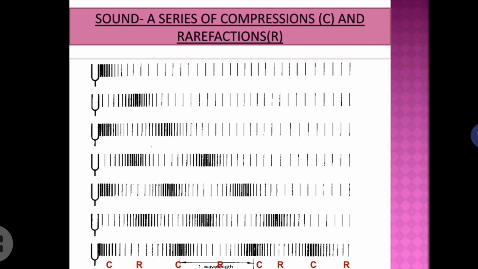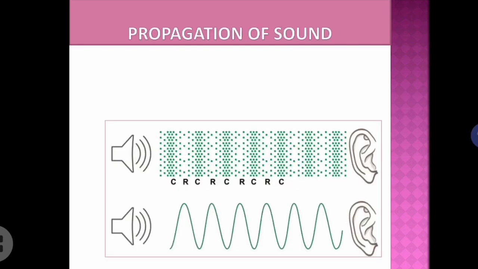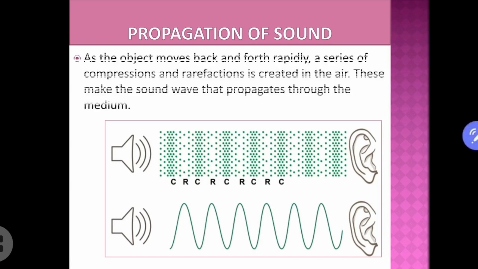So, in the case of the same tuning fork vibration, the prong moving forward creates compression, moving backward creates rarefaction. By the time it comes forward again, the earlier rarefaction and compression are already moving on. Likewise, a series of compressions and rarefactions are created. I hope it is clear to you. Now, as you can see from the speaker, the series of compressions and rarefactions are reaching the ears of the receiver, the person who is listening.